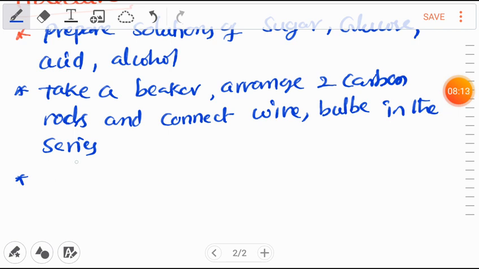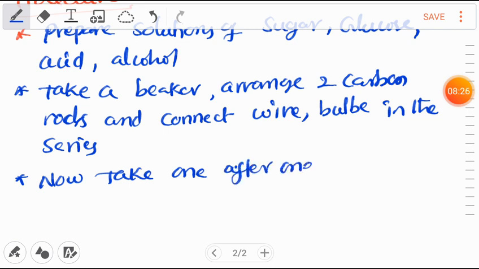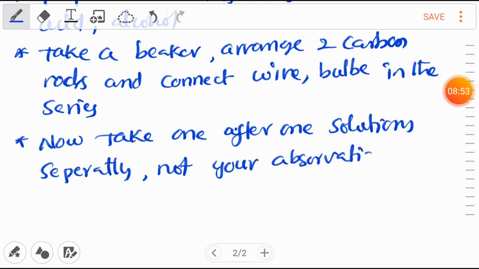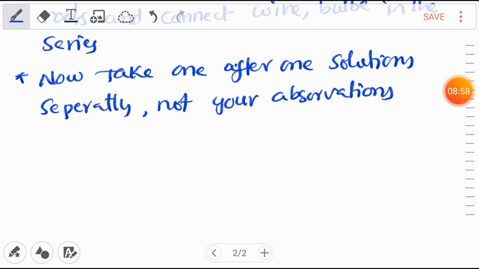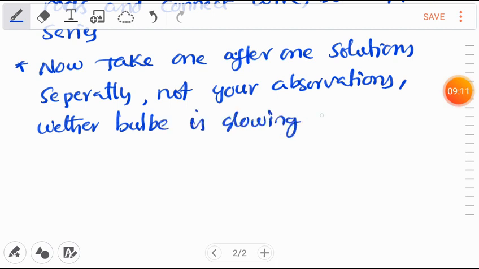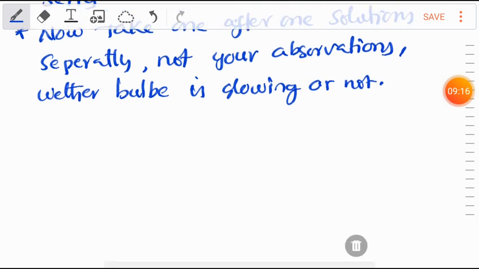And now take the solutions one after one separately, and note your observations, whether the bulb is glowing or not.